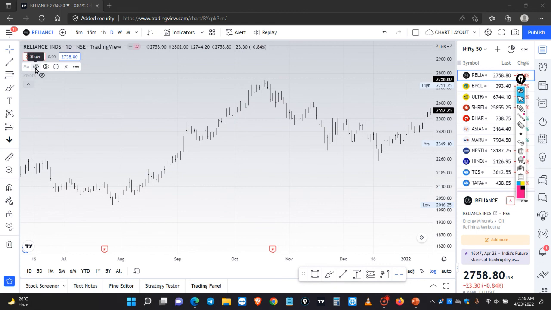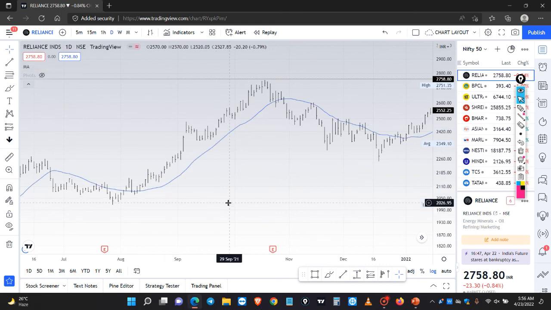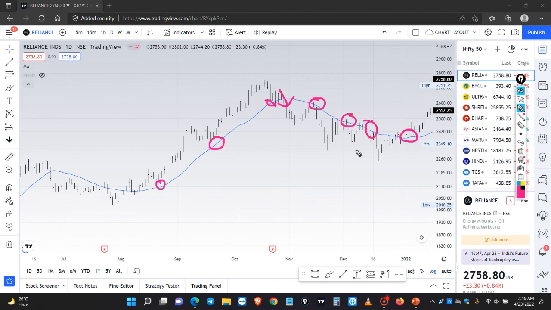Now comes the moving average. Okay, so here is a 20 period moving average. Here you can see price took support from here, here, and here it broke. Okay, and then it again took resistance from here, here, here, and then the moving average was broken, then it again went up.